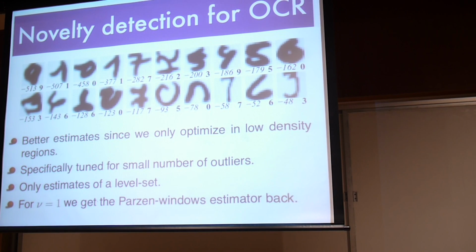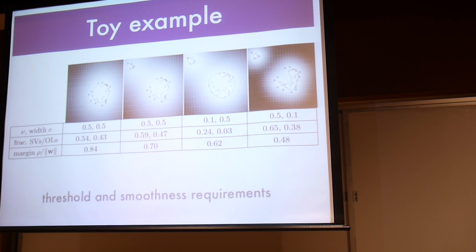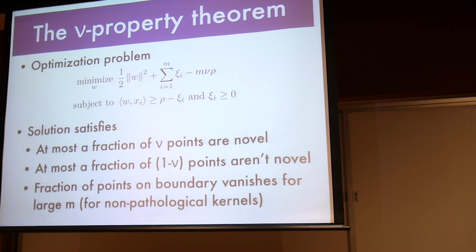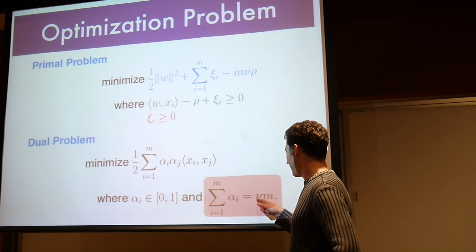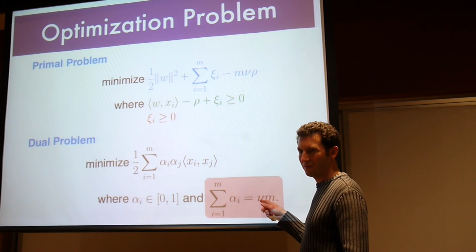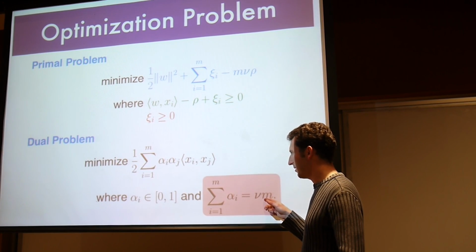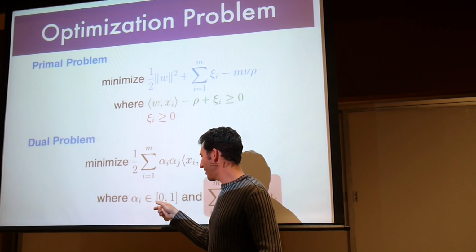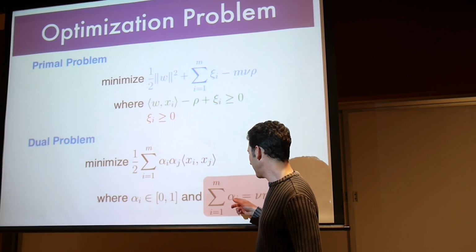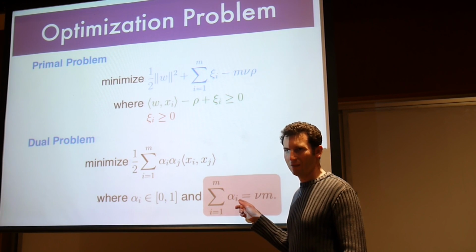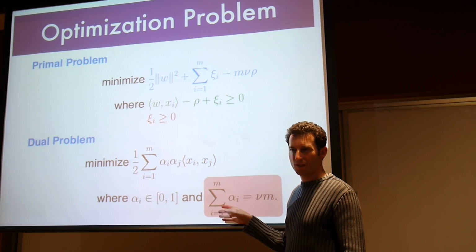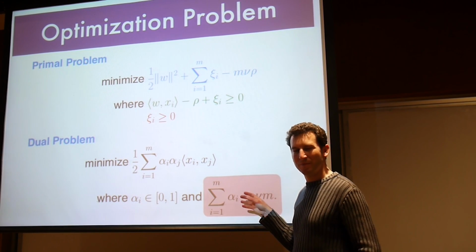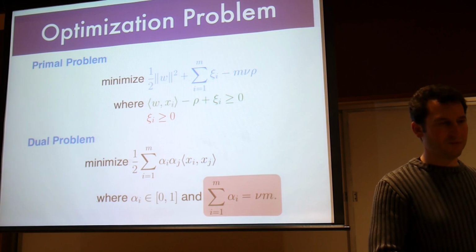Okay. By the way, if I set nu equals 1, you can check, you get the Parzen windows estimator back, and you can check that very easily. It's still a problem, right? So let's set nu equals 1. So then I have the sum over the alpha i's equals m. And I know that the alpha i's are between 0 and 1. So the only way I can get that is if all the alpha i's equal 1. In which case, it doesn't really matter what my objective is. I just get to the solution where all the alpha i's equal 1. At which point, well, I have Parzen windows.